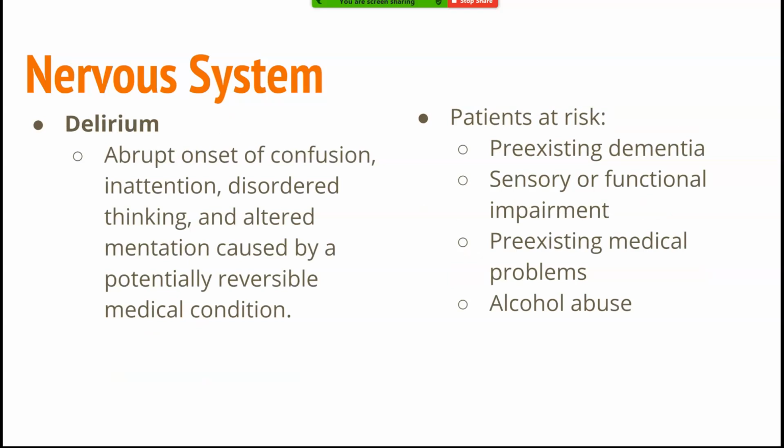Delirium. Delirium is always a blast and a half. The difference between delirium and dementia is that delirium is reversible. Patients who have dementia, though, are at an increased risk of developing delirium. Delirium is abrupt, acute onset of confusion and altered mentation that could be caused by any number of different things, including electrolyte imbalances, infection, etc.